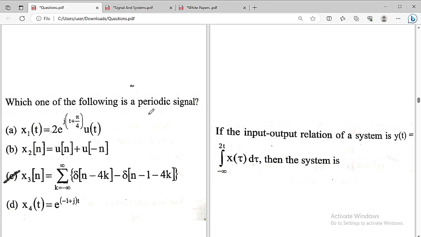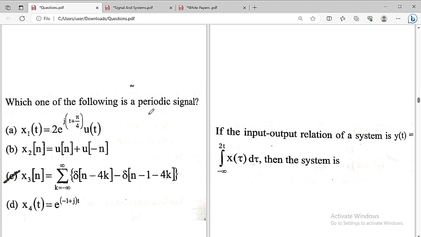Option A, x1 of t is equal to 2 into e to the power of j of t plus pi by 4 into u of t. Option B, x2 of n is equal to u of n plus u of minus n. And option C, x3 of n is equal to sigma k is equal to minus infinity to infinity delta of n minus 4k minus delta of n minus 1 minus 4k. And option D, x1 of t is equal to e to the power of minus 1 plus j into t.